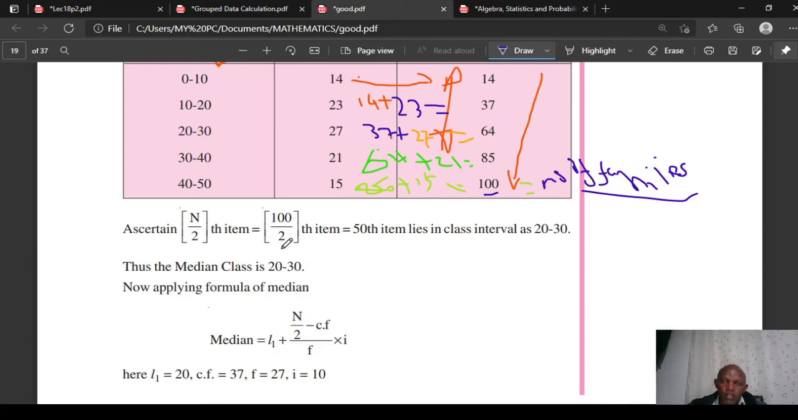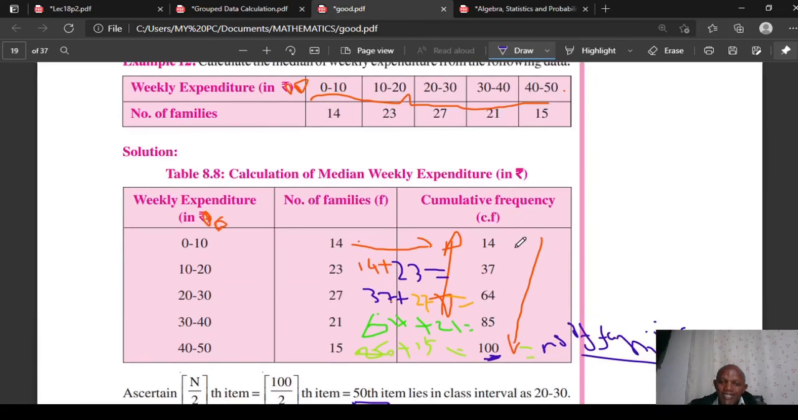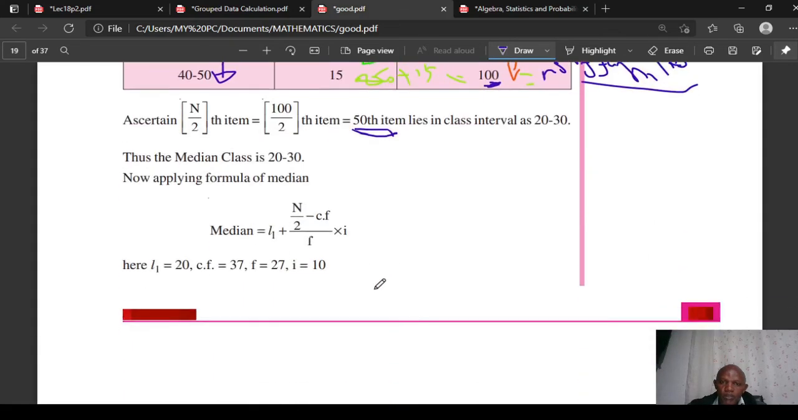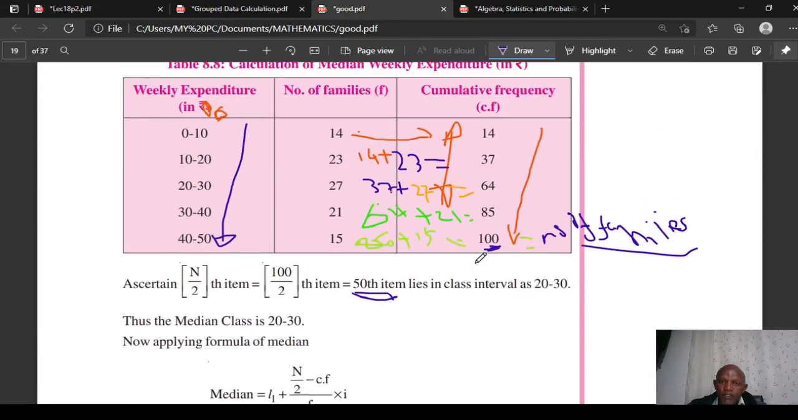Take note that we are no longer dealing with discrete data, but we are dealing with continuous data. So although this is 100, we are dealing with continuous data. So the 50th family, the family that occupies position 50, if you have arranged them ascendingly based on their weekly expenditure. So if you arrange that, then 50 will be here, because this is 37. If you want to get 50, it will be in this class.